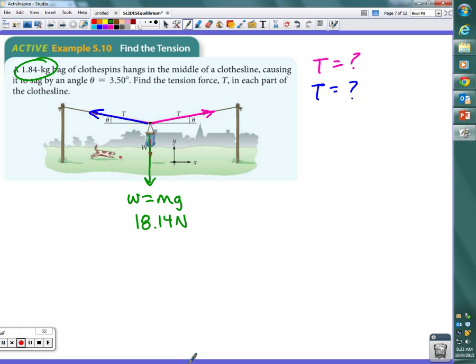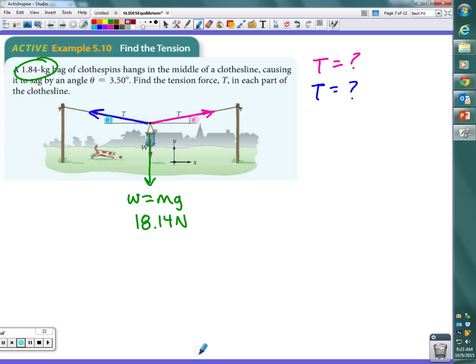Right. And because weight is a force, that's in newtons. Weight is a force. It's the force of gravity. Then they also gave us this angle theta and this angle theta. I'm not going to write them in right now because I don't want my drawing to get too complex. But it told us that the angles theta are 3.5.